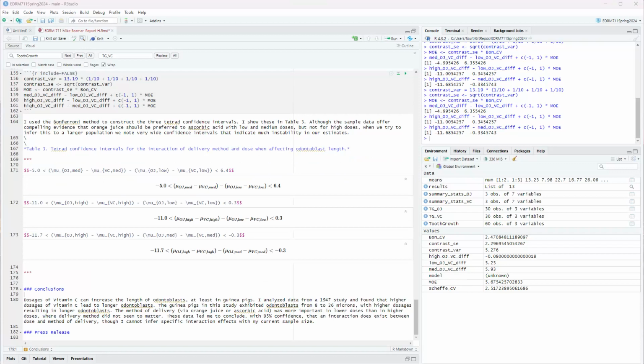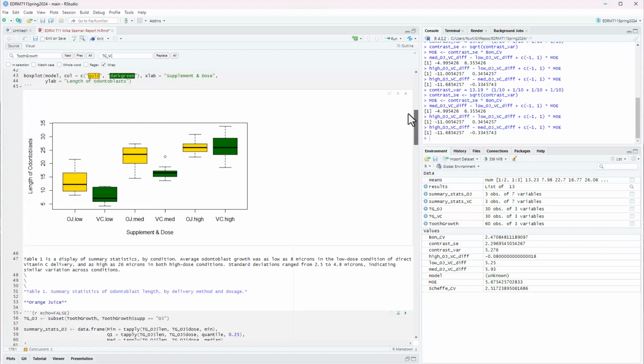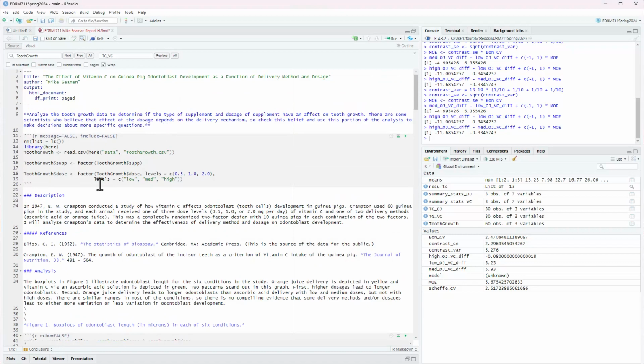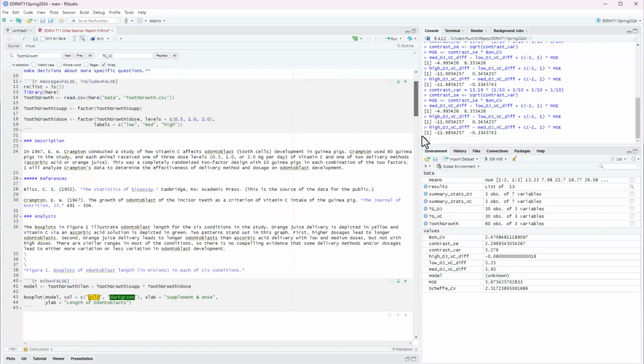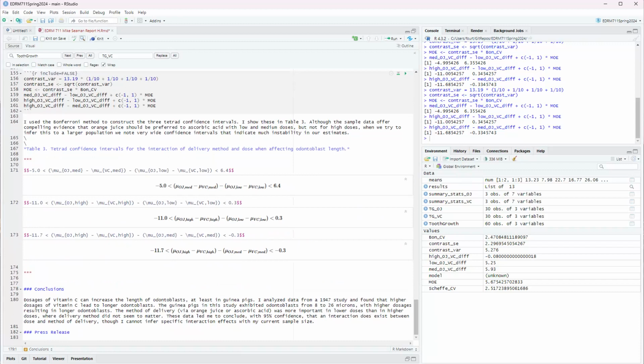So here is what I wrote. Remember that what the conclusion should do is answer the research question way back up here that you talk about in the description. And so here's my answer. Dosages of vitamin C can increase the length of odontoblast, at least in guinea pigs. I analyzed data from a 1947 study and found that higher dosages of vitamin C lead to longer odontoblasts.